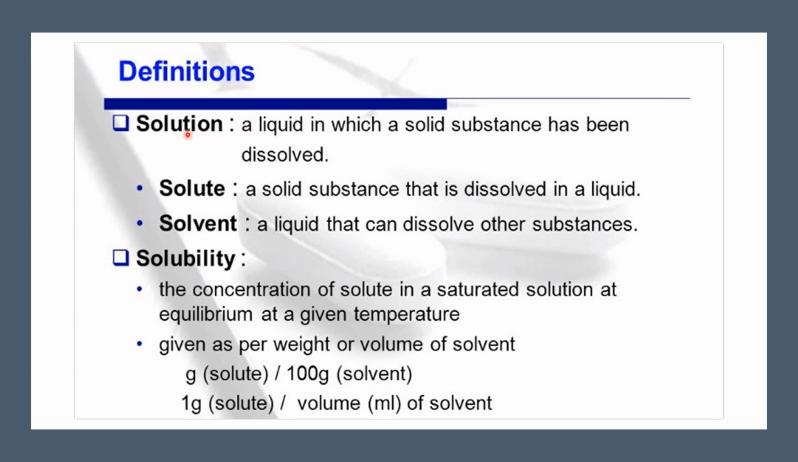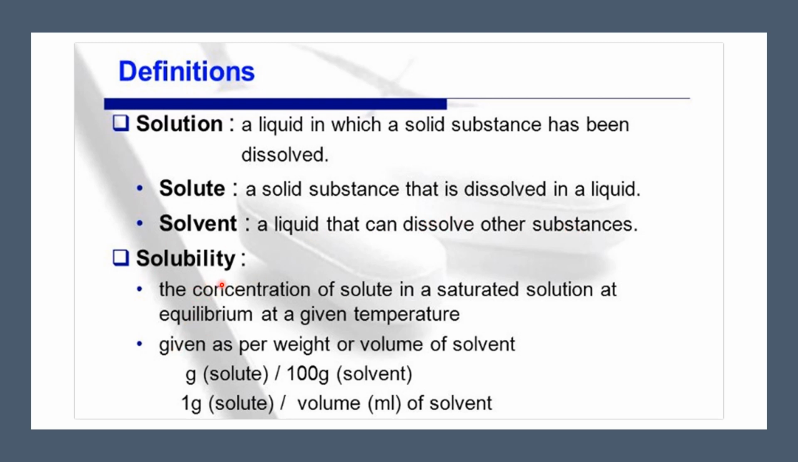To start, let us first define some common terms. When we say solution, that is generally defined as a liquid in which a solid substance has been dissolved. So a solution is therefore composed of two parts or components. We have the solute and the solvent. The solute is the solid part, while the solvent is the liquid part. The solute is usually defined as a solid substance that is dissolved in a liquid, while the solvent is a liquid that can dissolve other substances.